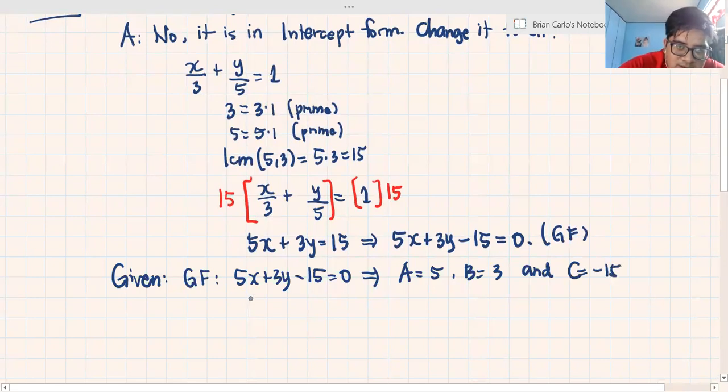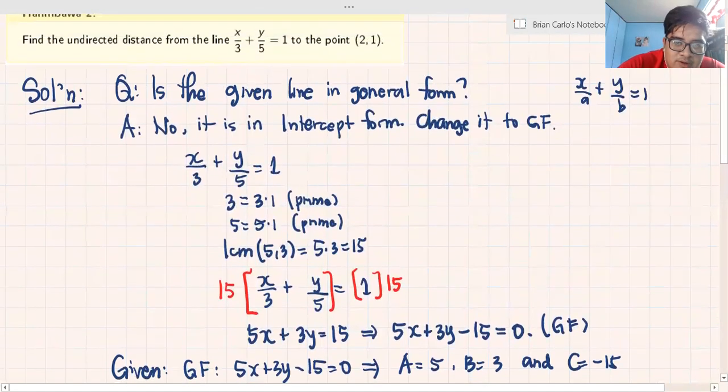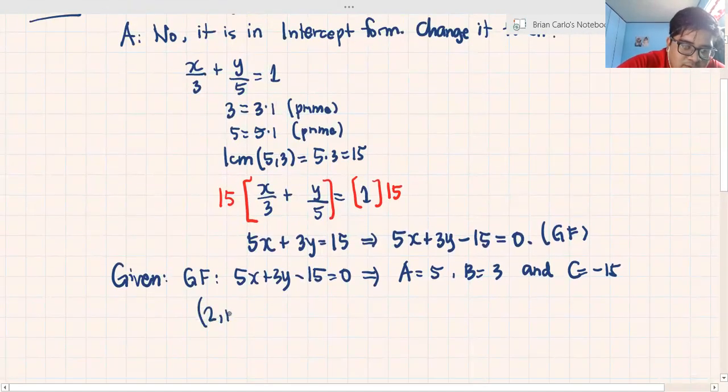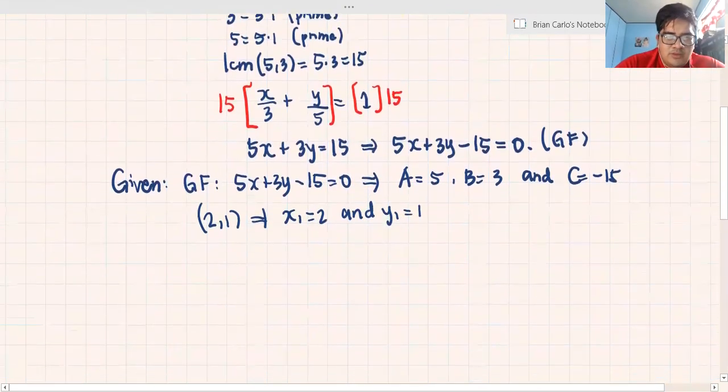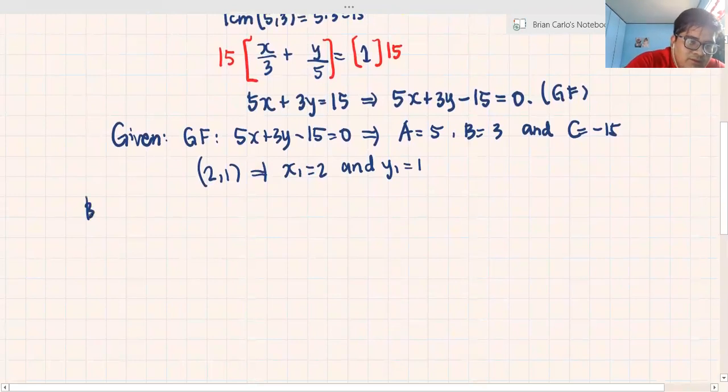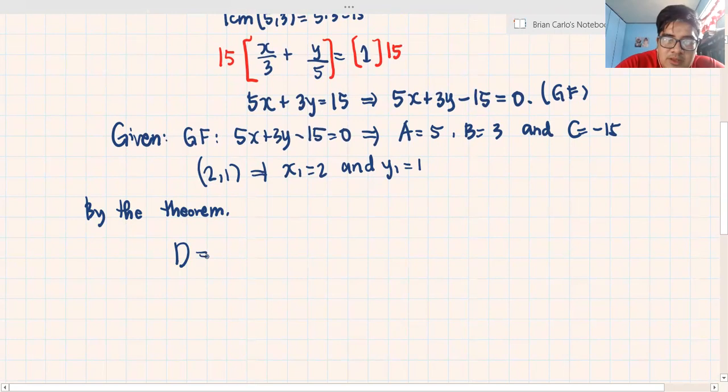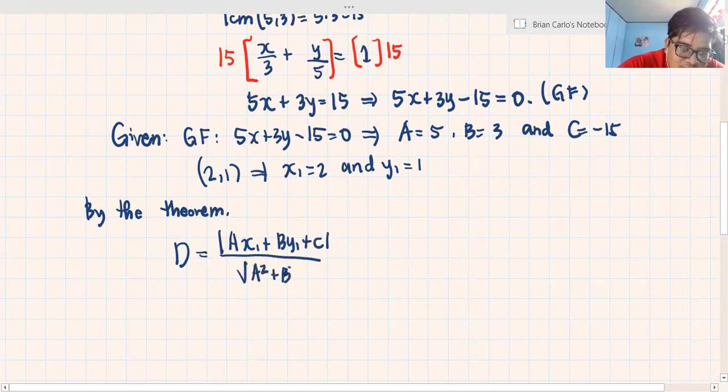Likewise, yung point na given natin na isa, ano ba given natin? 2, 1. So magiging 2, 1. This implies that x1 is equal to 2 and y1 is equal to 1. Ngayon, by the theorem, gagamitin natin yung formula ng distance, d. Ang ibig sabihin nito, yung distance ng line na to sa point ay equal sa, sulat pa rin natin yung given, absolute value of Ax1 plus By1 plus C all over square root of A squared plus B squared.